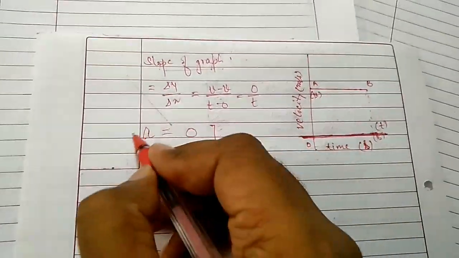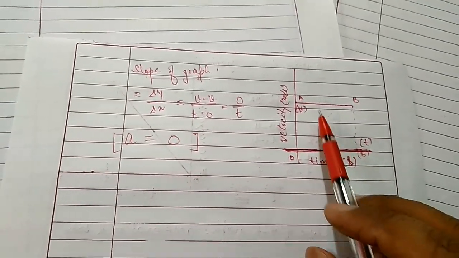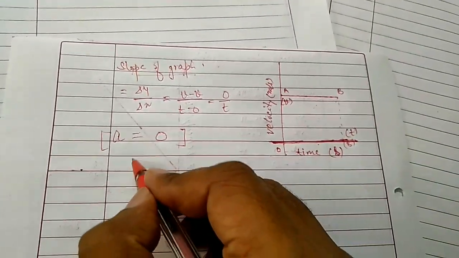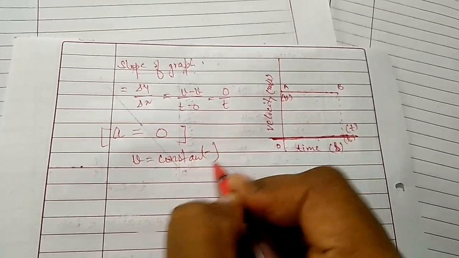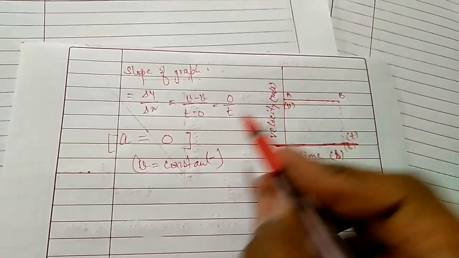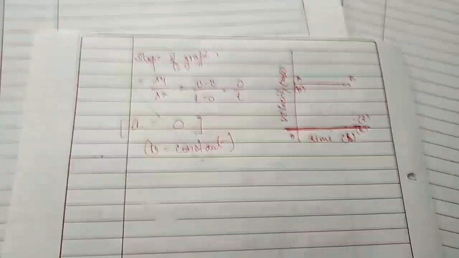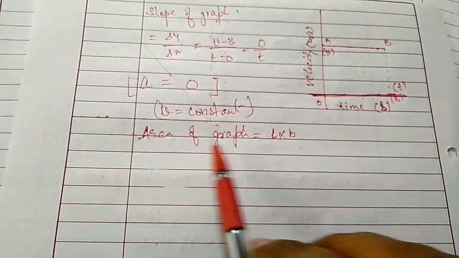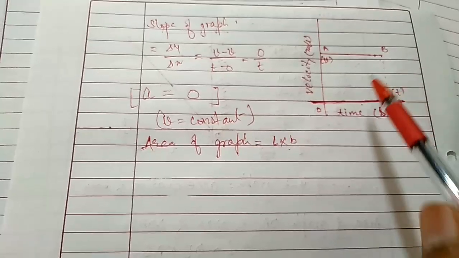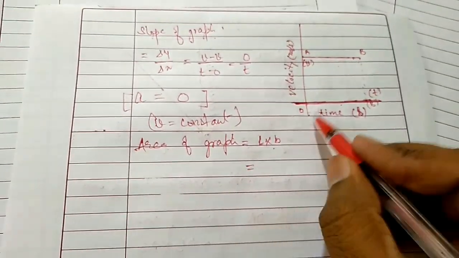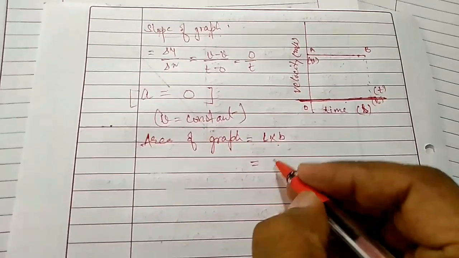So what we have calculated in the velocity time graph: if the graph is horizontal to the time axis, at that time velocity is constant, and the acceleration is 0. Next step, to find area. You can see here area of graph is equal to length into breadth. This is forming like a rectangle. At that time, what is on the length? The time only, t minus 0. It will give t.